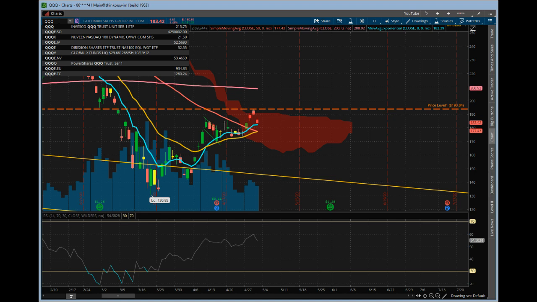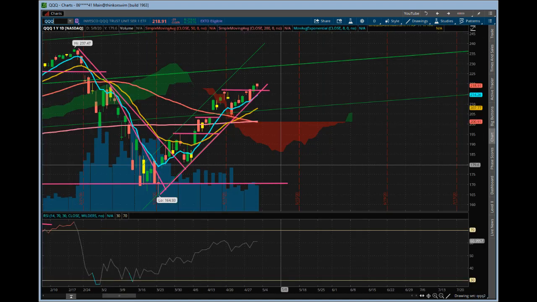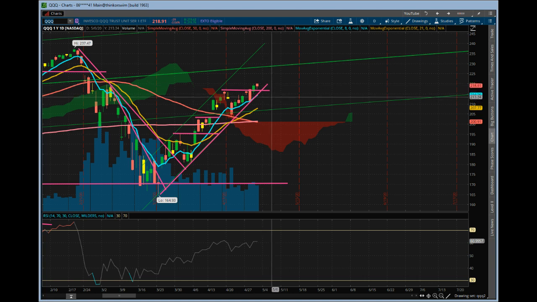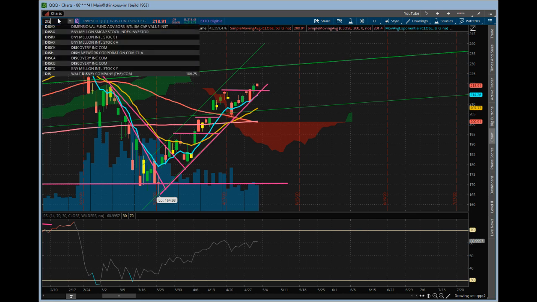Let's take a look at the Qs. Okay, yep, so Qs are still holding their trend line pretty well. They're down to 215 after hours, which puts it basically right back down to its trend line. So let's see if tomorrow ends up being a dip buying opportunity.